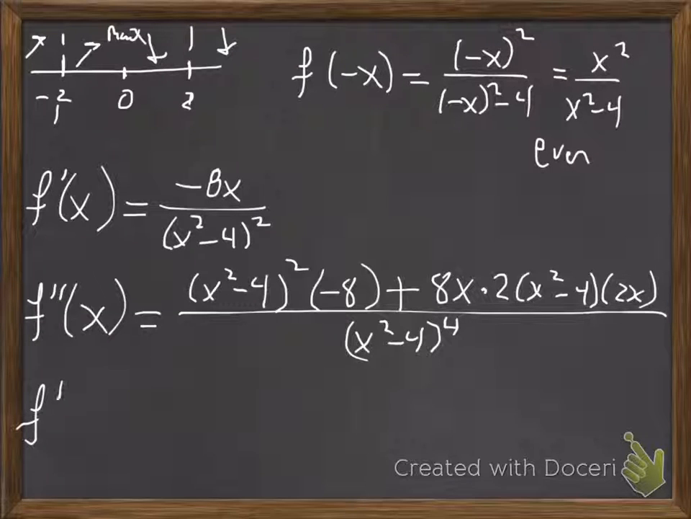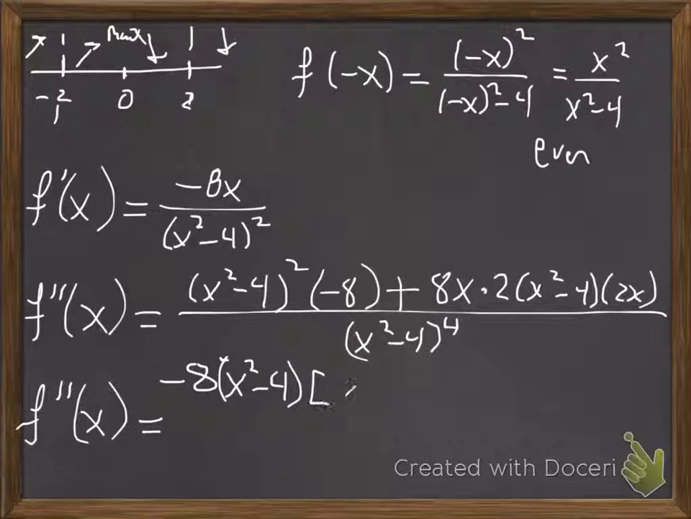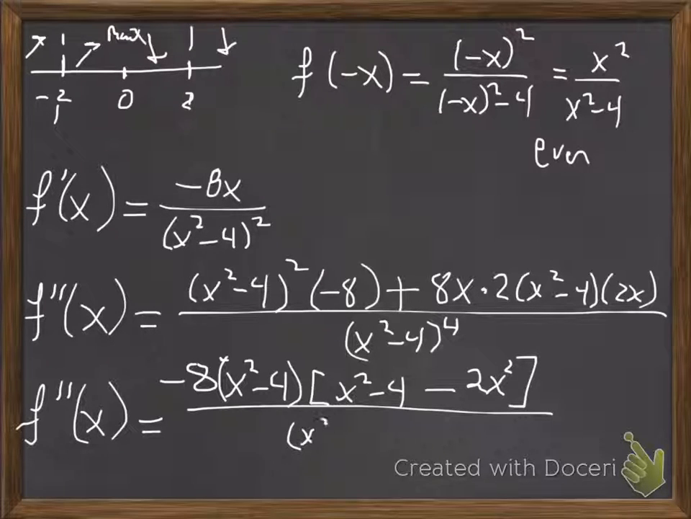Okay, we're going to go ahead and clean it up to look for where we may have our numerator equal to 0, where we might have changes in concavity. So we pull out the negative 8 and an x squared minus 4 to the first power. What we have left is x squared minus 4 and then minus 2x squared, and that's all over x squared minus 4 to the fourth power. So we're going to move on to the next slide and go ahead and simplify it.